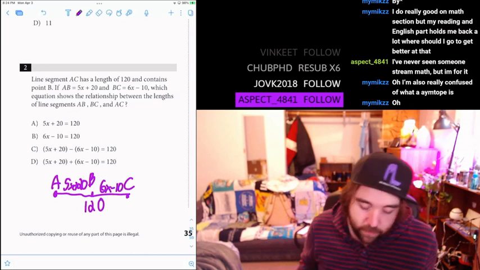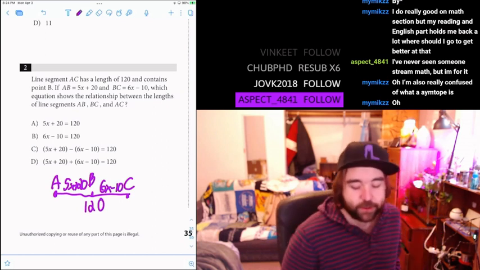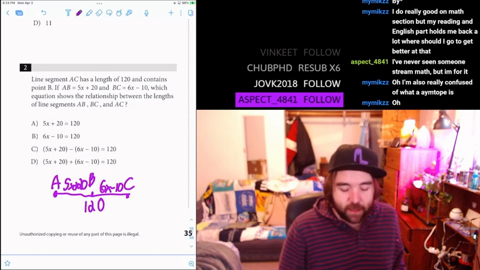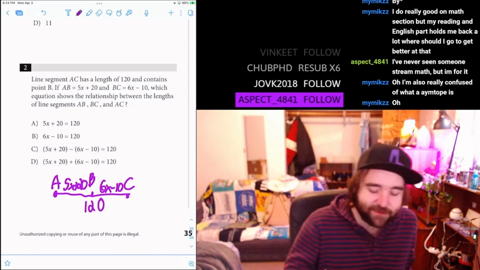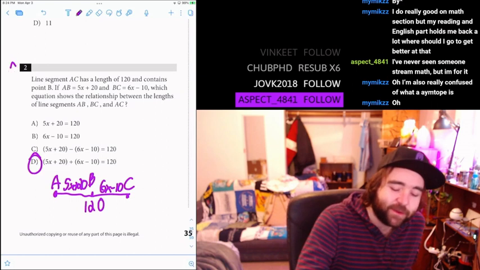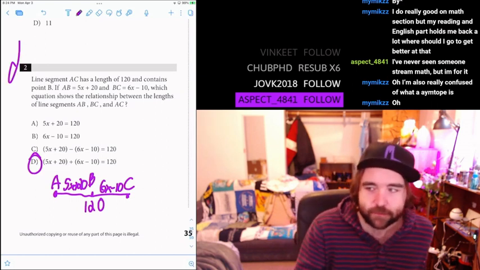So what is the whole idea? We want to solve for x. Oh, what is the equation? Well, we just add them together, and that's 120, right? And see, by drawing the picture, you can very easily see that.